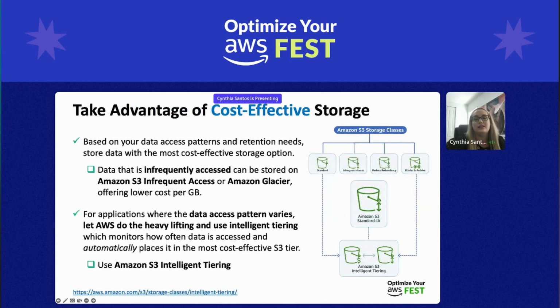The next strategy is all about access patterns. You're going to consider your data access patterns and retention needs. You're going to choose the most cost effective storage that meets your business needs. So, how do you choose? We have two options. Either you know what those access patterns are, or you don't know. If you know how your data behaves and where your access patterns are, you can place infrequently accessed data in S3 Infrequent Access or Glacier. These offer you cheaper storage than S3 Standard. And if you don't know and your access pattern varies, you're going to let AWS do the heavy lifting for you and use Intelligent Tiering. This S3 storage class monitors how often data is accessed and automatically moves the data to the most cost effective tier. Accounting for access patterns equals lower cost per gigabyte.